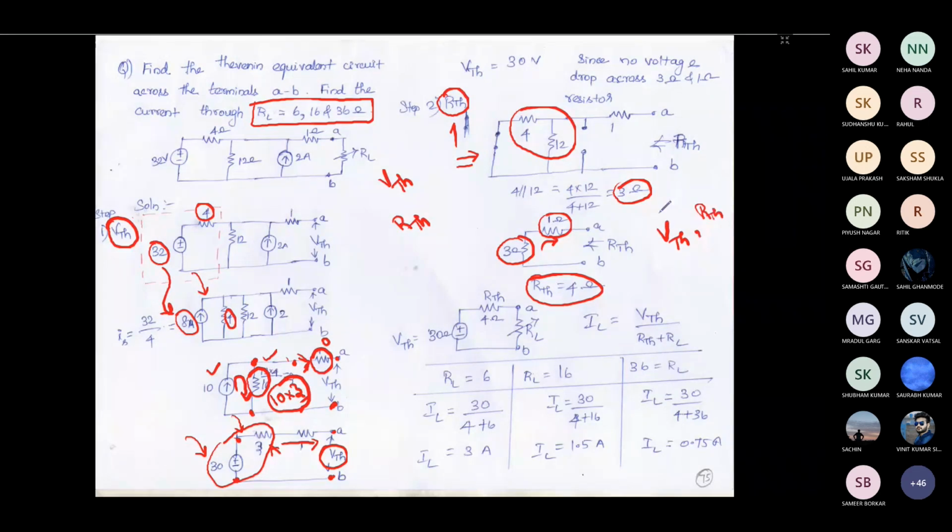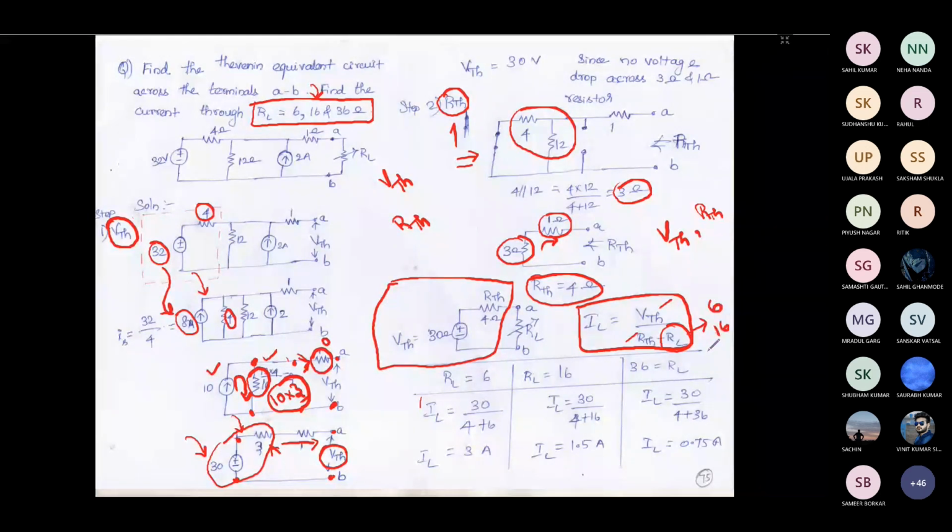Now what do we need to find as per the question? We need to find the current through the loads, that is 6 ohm, 16 ohm and 36 ohm. Now this is our Thevenin equivalent circuit. So this is our load resistance. This is our Thevenin equivalent where you had only RTH and VTH. Now the current through the individual load can be found using this formula. IL is equal to VTH divided by RTH plus RL. So now I have substituted this VTH and RTH. Only for this RL, I am going to replace it with its various resistances. First one is 6 ohm, second one is 16 ohm, and third one is 36 ohm.